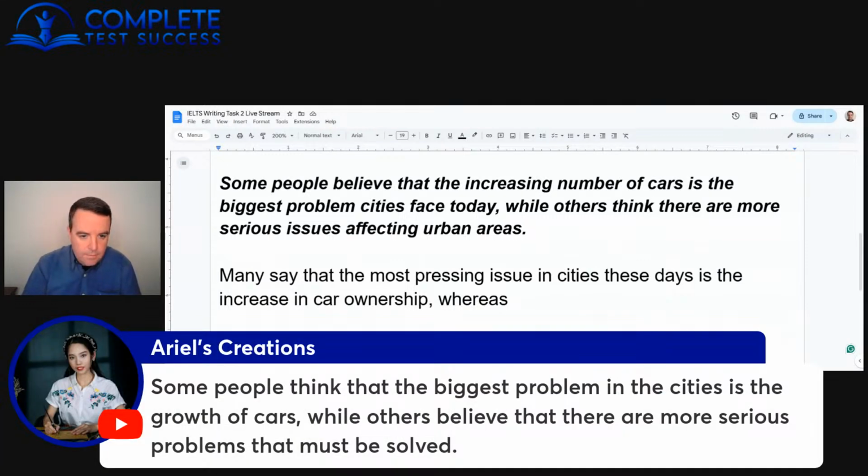Okay, Ariel. Some people think that the biggest problem in cities, in general, not specific cities, is the growth of vehicle numbers, not necessarily the growth of cars themselves, but the number of cars, while others believe that there are more serious problems. Yeah, that works. Let's take the second half of that and I'll add that to the screen here.